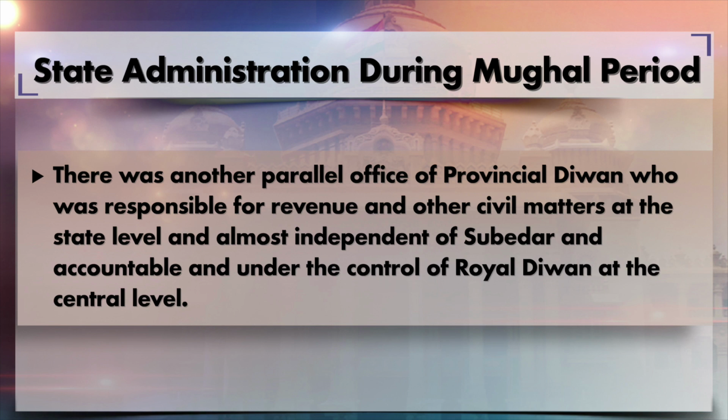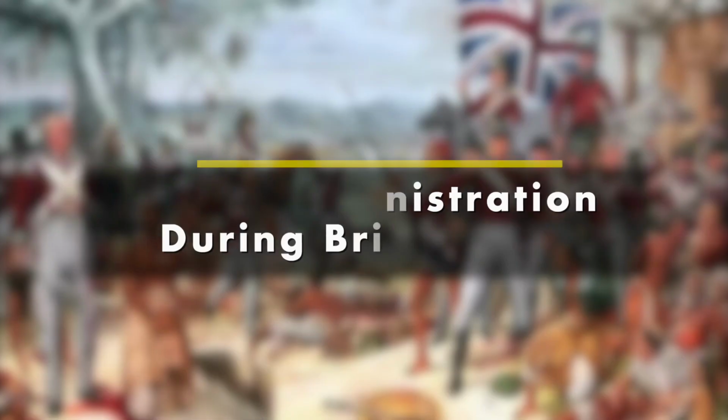In actuality, the Subedar and the provincial diwan were independent of each other. The provincial diwan was under the control of the royal diwan at the central government level, whereas the Subedar was responsible to the king directly. So this was the system of state administration or provincial administration during the Mughal period.